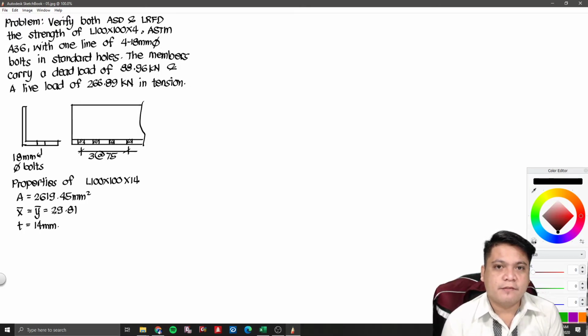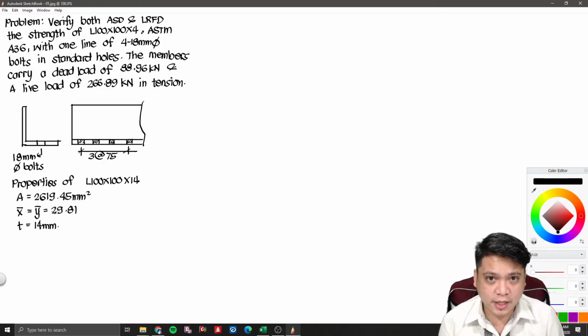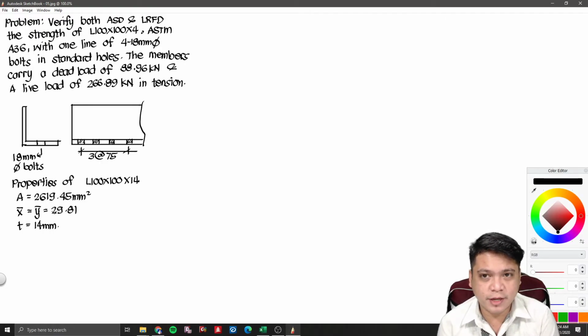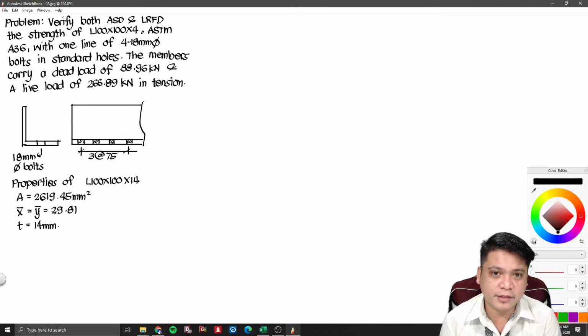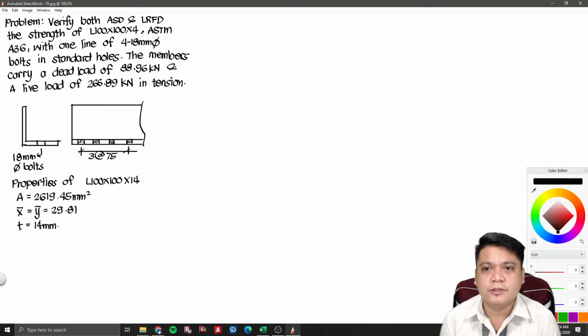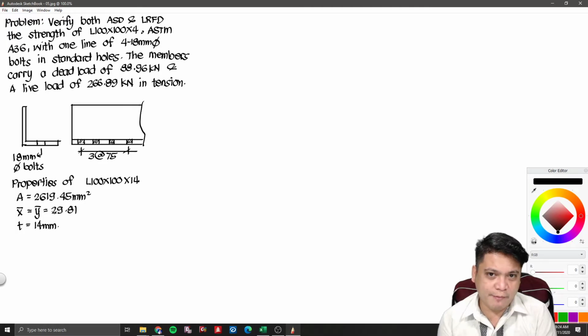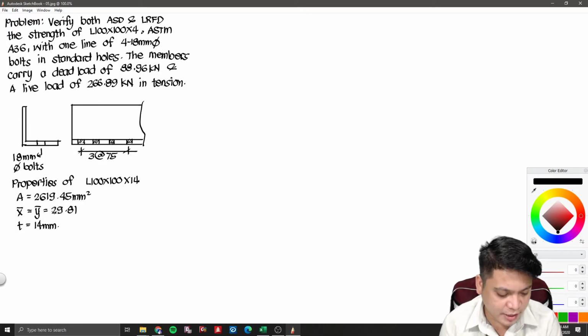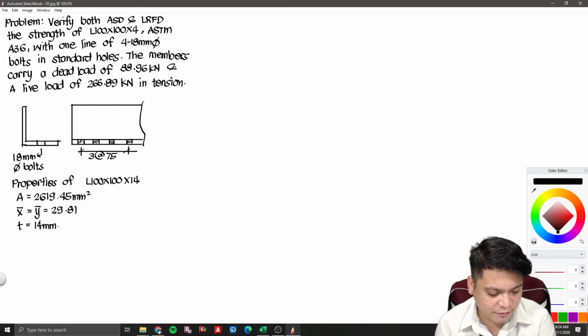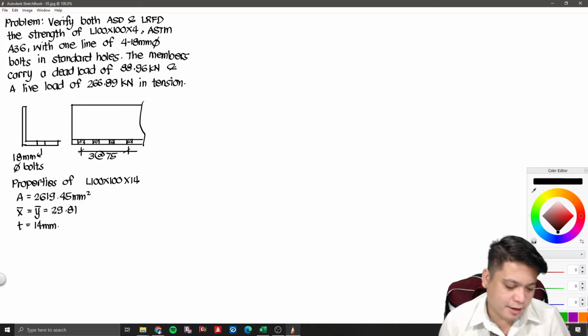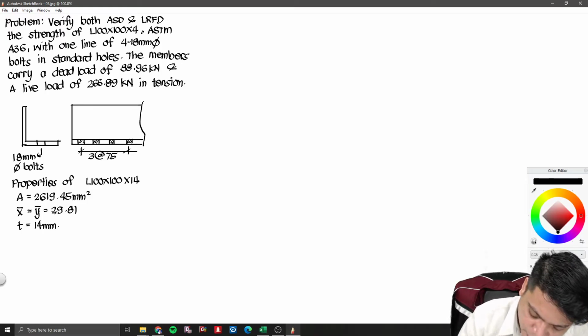Okay, so let's have this problem. Verify both the ASD and LRFD strength of L 100 by 100 by 4, ASTM A36, with one line of 18 mm diameter bolts in standard holes. The member carries a dead load of 89.96 kN and a live load of 266.89 kN in tension. So, we will use two methods. The best thing to do first is to find the nominal strength. So, let's have the solution.